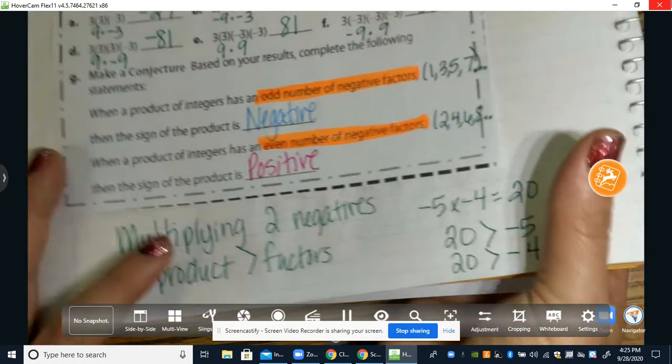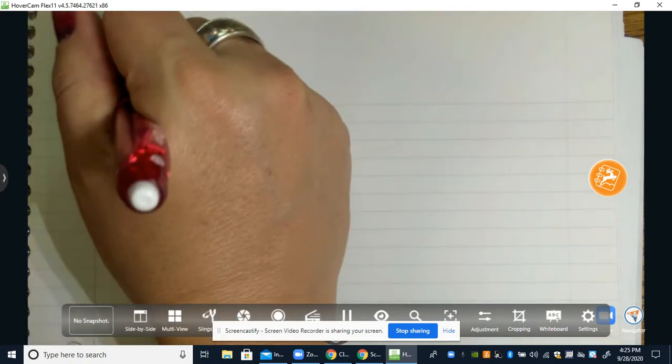Okay, let's turn the page over. Remember, if I'm going too fast, you can always put me on pause. Slow me down. All right, so here are some ways to show multiplication.